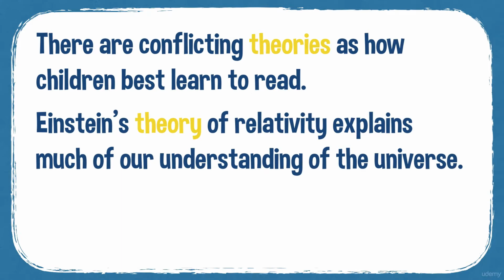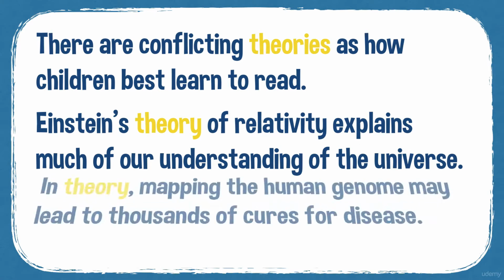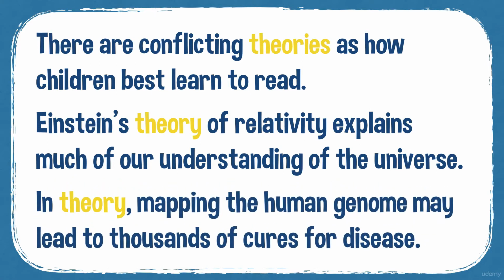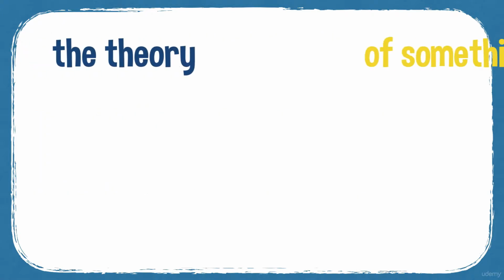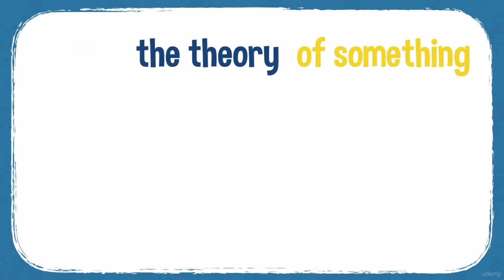Einstein's theory of relativity explains much of our understanding of the universe. So this is a law. This is the use of theory as a law, as a physical law, a scientific fact, if you will. In theory, mapping the human genome may lead to thousands of cures for disease. And here the word theory is being used as a kind of line of thought. So as you can see, theory has got several different meanings, really.